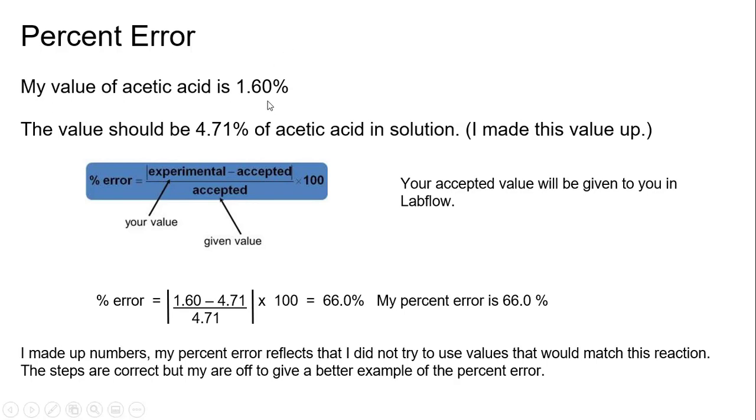So let's go back to the lab. My value was 1.60. The value should have been 4.71%. So I set this up, and the absolute values mean that I have a positive number, not a negative value, and my error is 66%. This means that somewhere in the titration, I did not do the titration correctly. My endpoint was wrong. I didn't reach completion, or I passed the endpoint. My steps are correct, but the titration was wrong.